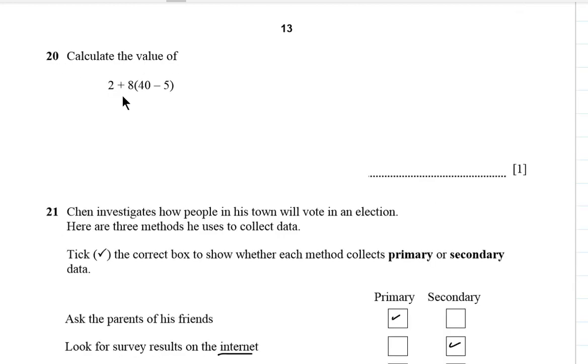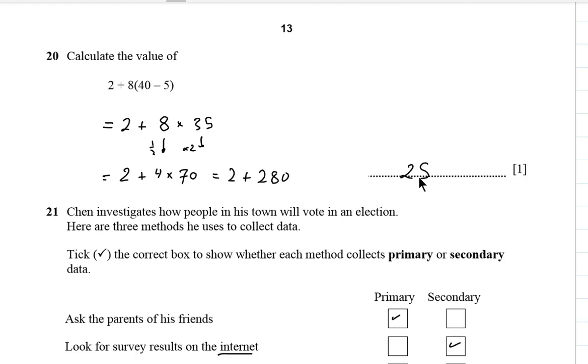Question 20. Calculate the value of 2 plus 8 bracket 14 minus 5. Of course, according to BIDMAS, we will calculate the bracket first. So 2 plus 8 multiplied by 14 minus 5, which is 9. To do such a product, we have a very tricky and fast way. You can take half of 8, which is 4, and at the same time take double of 9, which is 18. This method works here because 8 is an even number, so its half is 4. So it's very easy now to write 2 plus 4 times 18, which is 72. And so the final answer will be 74.